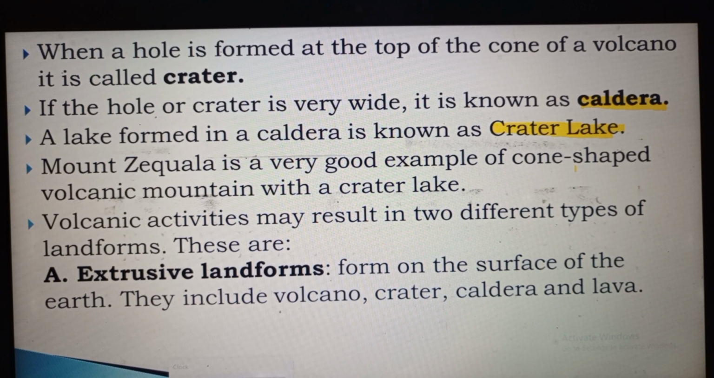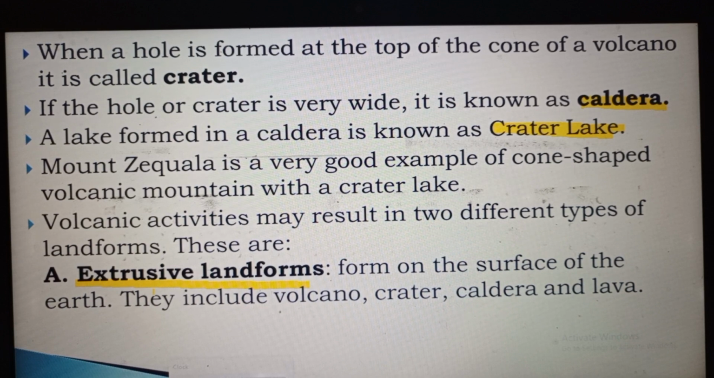Volcanic activities may result in two different types of landforms. The different types of landforms formed because of volcanic activities are extrusive landforms and intrusive landforms. So volcanic activity can create two types of landforms. The first type is extrusive landform, which means landforms that are formed on the surface of the earth and can be seen by the naked eye.